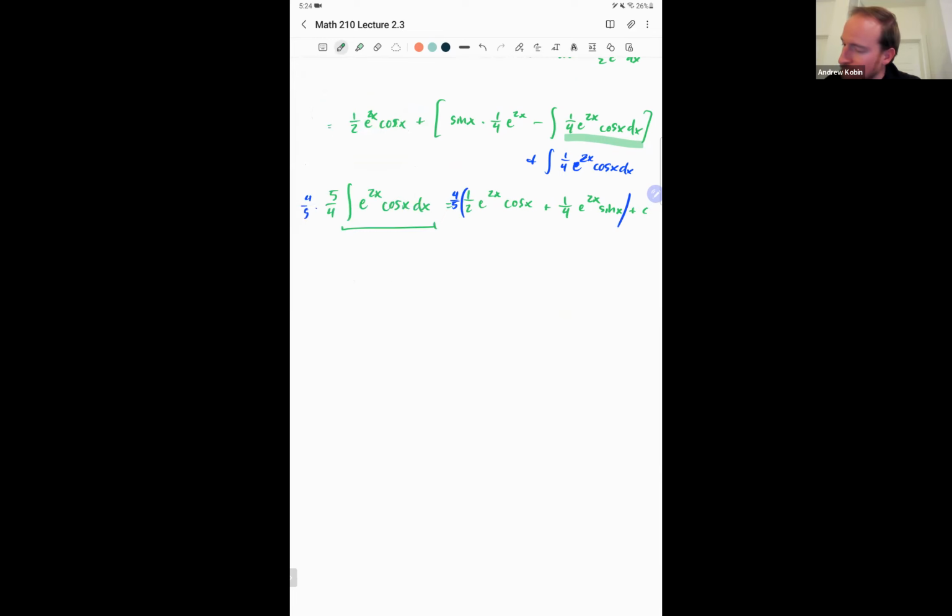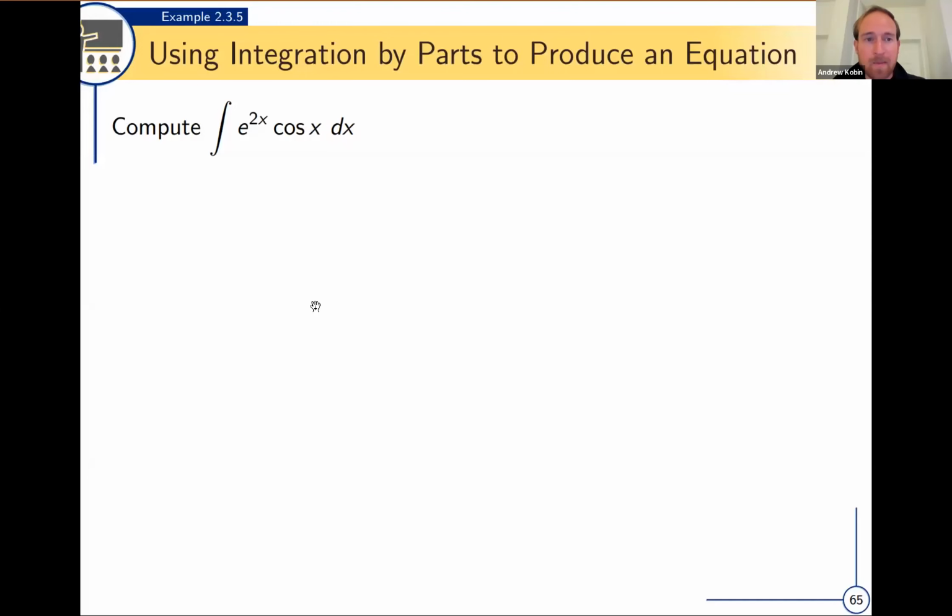So the original expression, the integral of e to the 2x cosine x dx equals 4/5 times 1/2 e to the 2x cosine x plus 1/4 e to the 2x sine x plus c. Okay, and that's it. This is the last problem we'll do together. Just like I asked in a couple of problems already, I want you to think about how you would check your answer once you get this expression. How do you know that this is the correct indefinite integral?